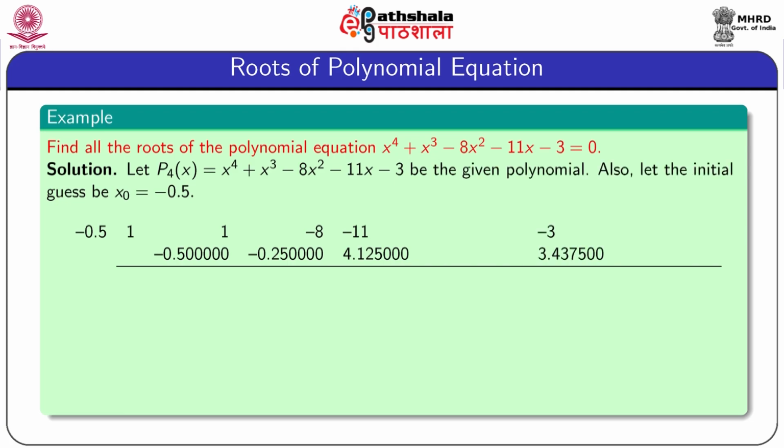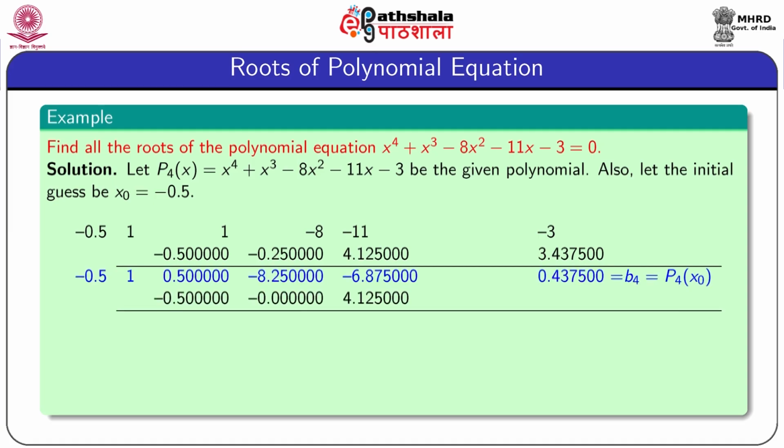Here the polynomial is a 4th degree polynomial, so it is denoted by p4(x), and we assume that the initial root or first approximate root is x0 equal to minus 0.5. So, using the table which is mentioned in the previous slide, we calculated the first and second rows, and from these two rows we calculate the values of b's by adding the corresponding columns. That means the values of b's are 1, 0.5, minus 8.25, minus 6.875, and the last value is 0.437500, which is equal to b4, and it is equal to p4 at x0.